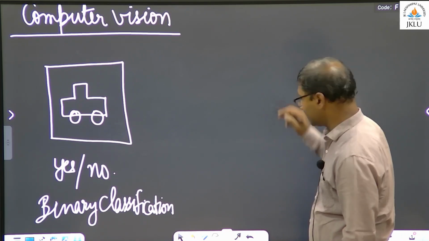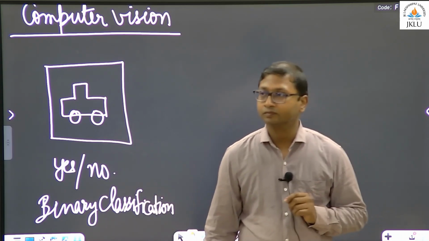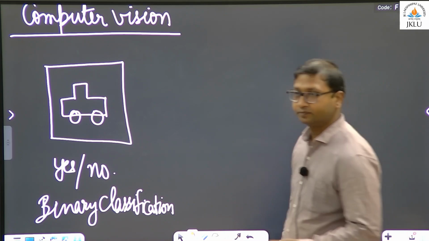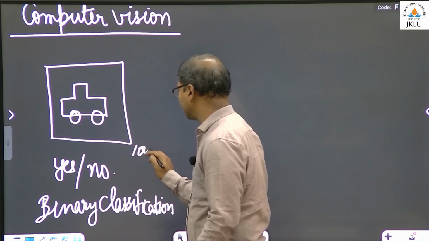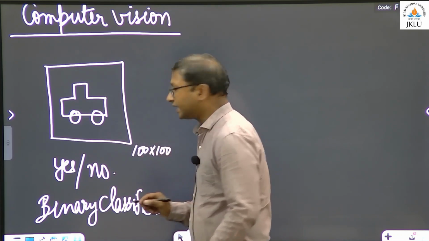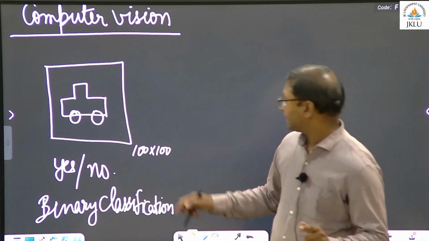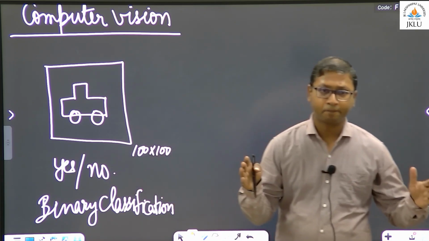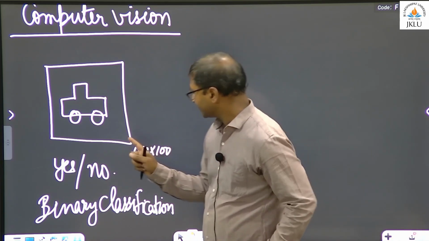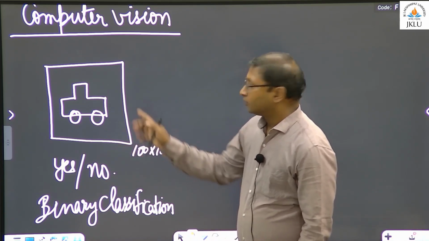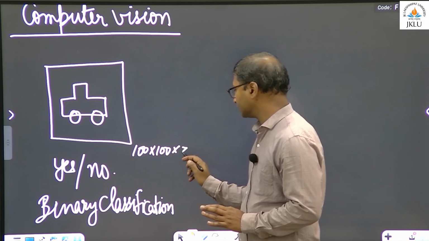And how can I solve this? So let's say the image is 100 cross 100 pixels. Is 100 cross 100 pixels a big picture? It's a very small one, right? Very small. So it's almost tiny. Now we'll keep it simple. I won't make it 3 right now.